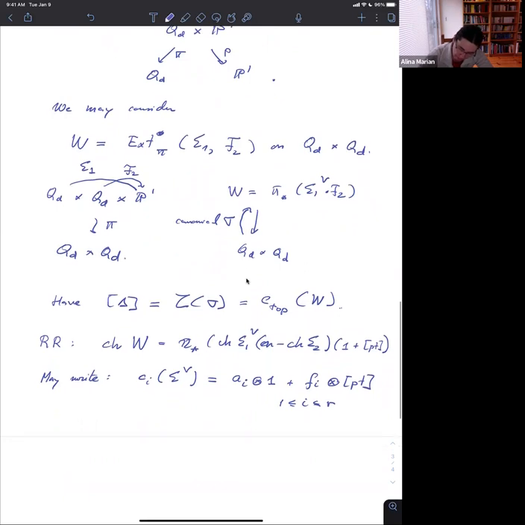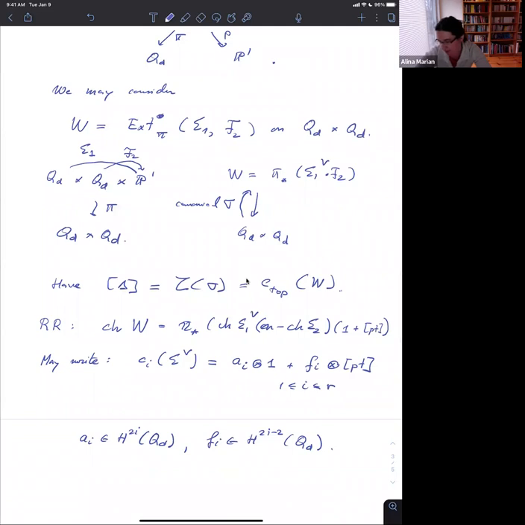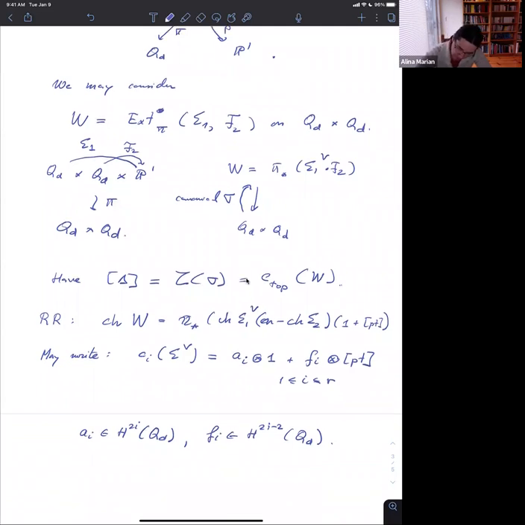And now a_i is in H^{2i} of Q_d. And of course, f_i is in H^{2i-2} of Q_d. This notation is classic. I'm using it because it's the classic notation that Atiyah and Bott used in their study of the Yang-Mills equation over Riemann surfaces, so I'm just sticking with it as well. This is the Künneth decomposition. Notice that F1 is just D. So in fact, there are 2R minus one classes of positive cohomological degree.